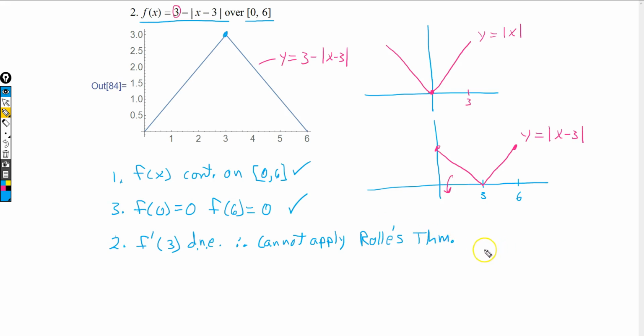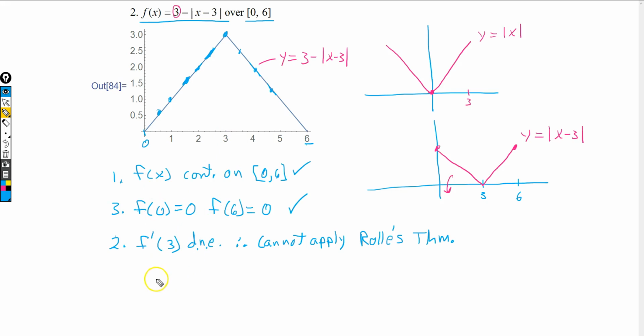Alright, so we cannot apply Rolle's theorem in this case. And in fact, the conclusion of Rolle's theorem does not hold. We can see that at every point from 0 to 6, the derivative of our function is never 0 anywhere, right? All along here, the derivative is 1 because the slope of our tangent line is 1 everywhere from 0 to 3. Then from 3 to 6, the slope of all of our tangent lines are negative 1, so our derivative is negative 1 from 3 to 6. And at 3, our derivative does not exist.